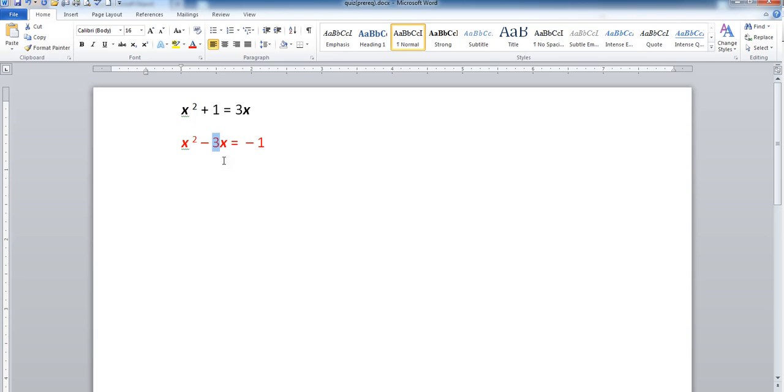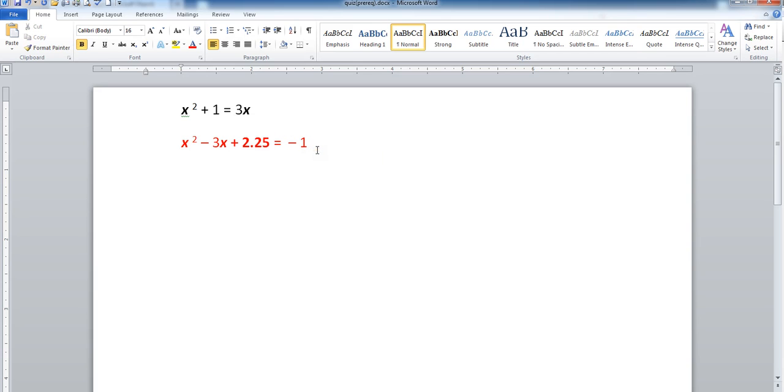You're going to take that number, cut it in half, and then square it. Okay, so you take 3, divide it by 2, 1.5, and then square that. So you get 2.25, and you're going to add 2.25 to both sides. It can be bold, but it shouldn't be italicized. And I'm going to add 2.25 to both sides.